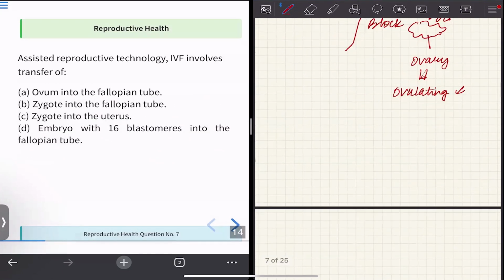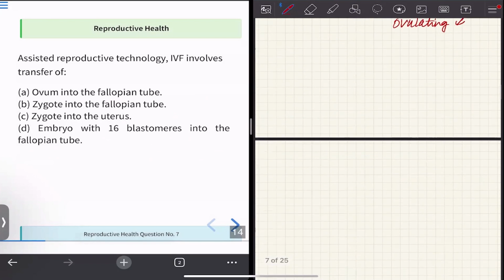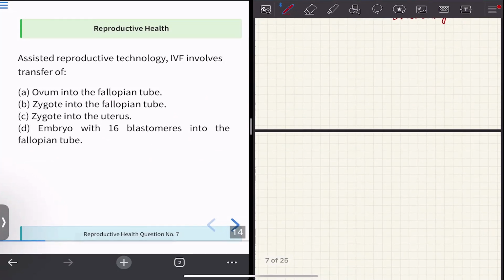Next, we have assisted reproductive technology under IVF, in vitro fertilization. So question number 7 is in vitro fertilization.